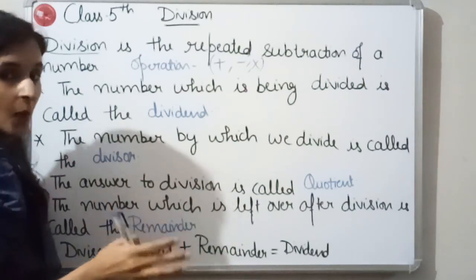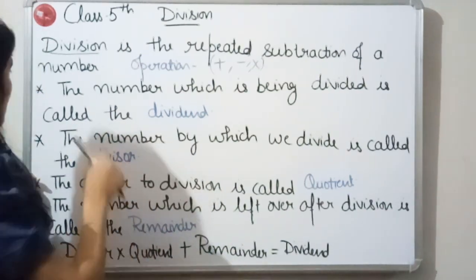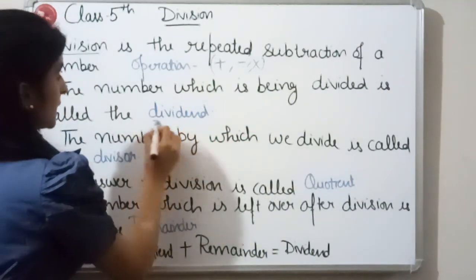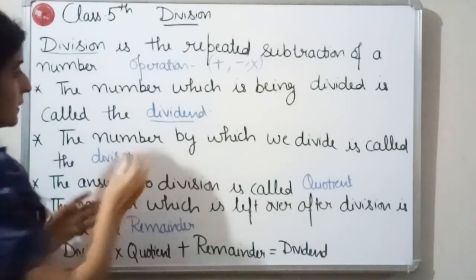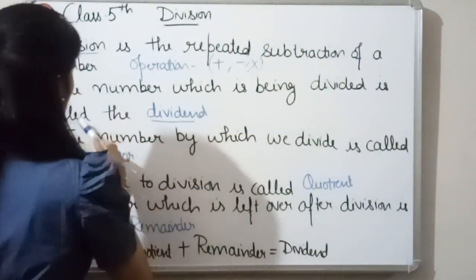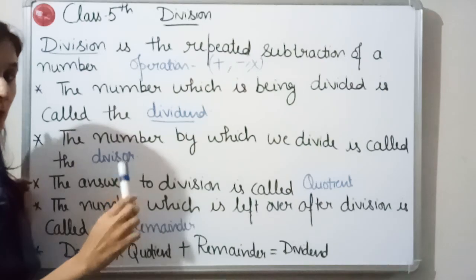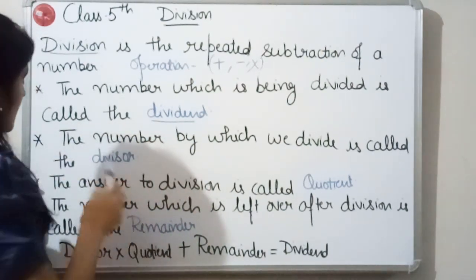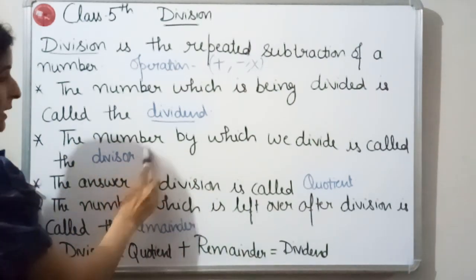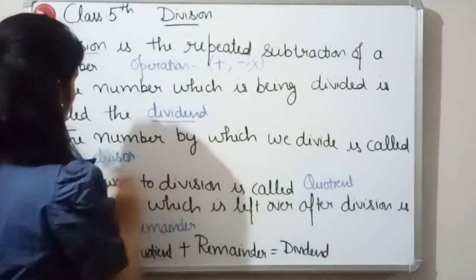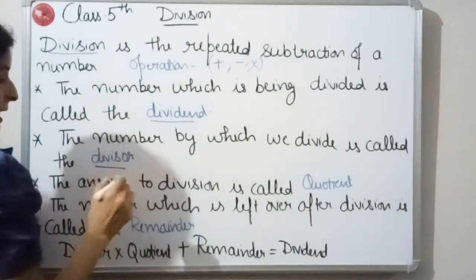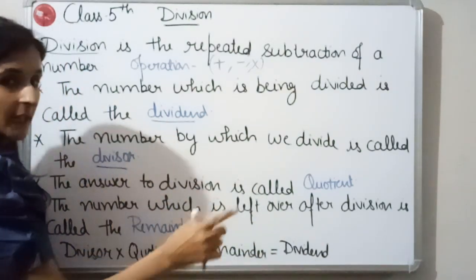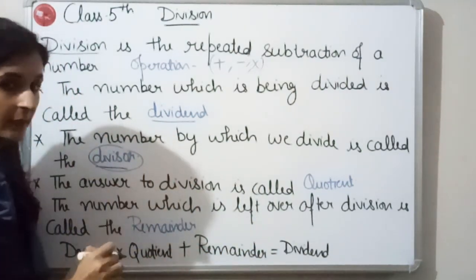These all are operations. Now, the number which is being divided is called the dividend. जिस नंबर को डिवाइड करते हैं that is called dividend. Fine. The next point is the number by which we divide is called the divisor. जिस number से divide करते हैं that is called divisor.